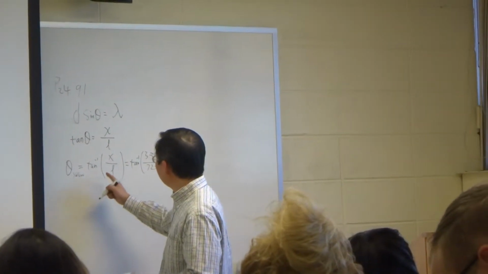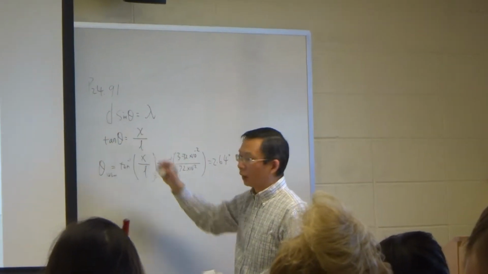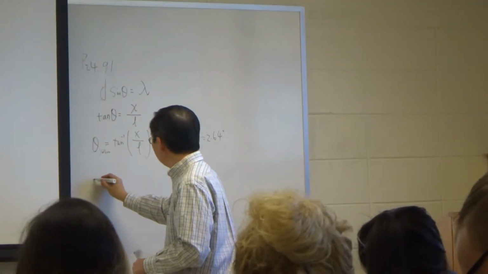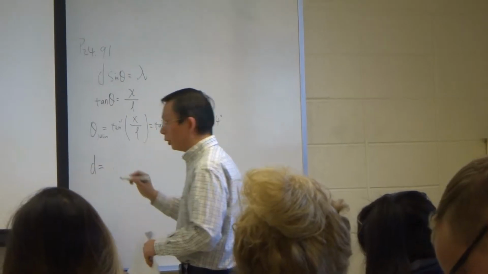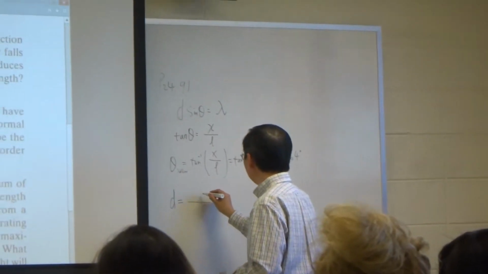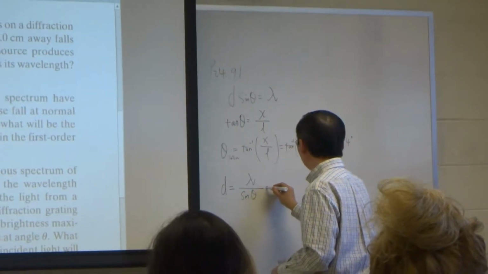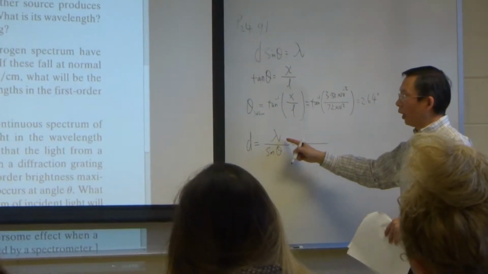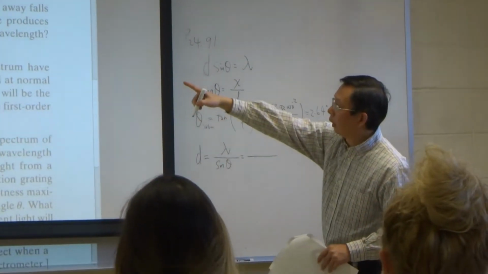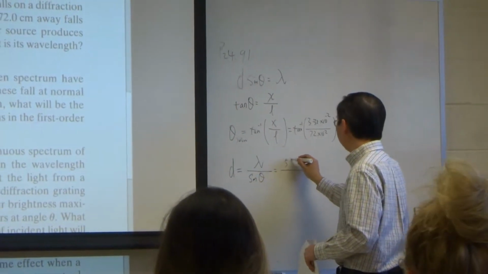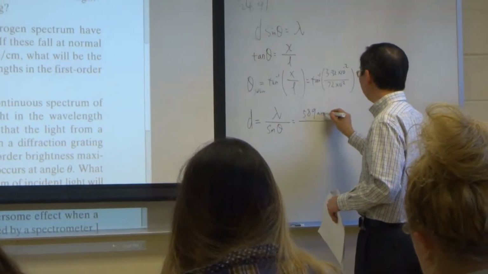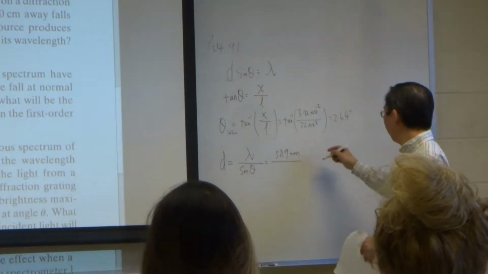Okay, so you got this. You can put it here. You can solve the d first. Then d for the grating is just lambda divided by sine of the angle. The wavelength for the yellow light, so that's 589 nanometers, divided by sine of the angle.